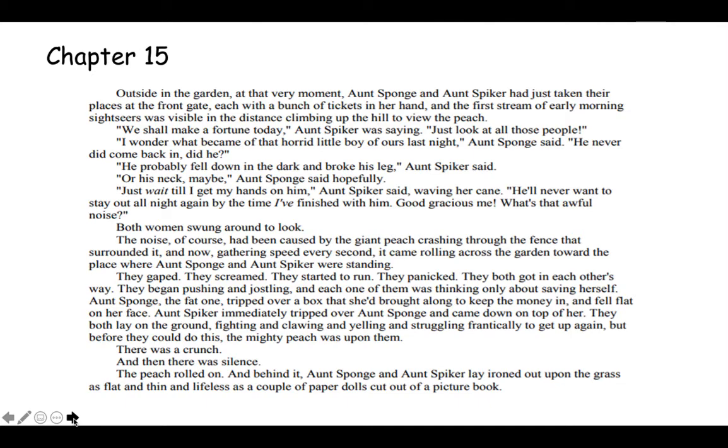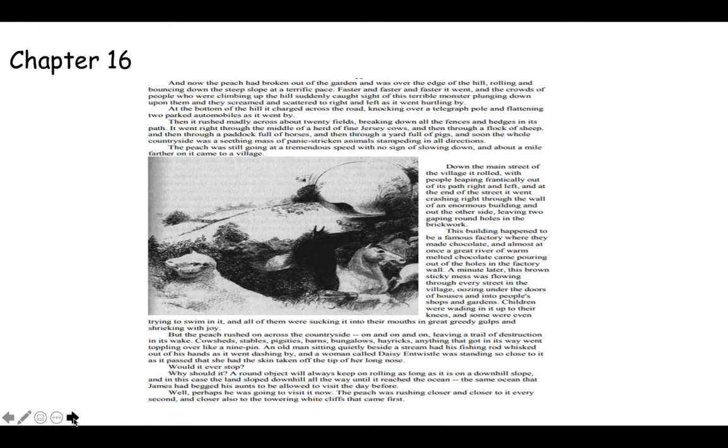But before they could do this, the mighty peach was upon them. There was a crunch, and then there was silence. The peach rolled, and behind it Aunt Sponge and Aunt Spiker lay ironed out upon the grass as flat and thin and lifeless as a couple of paper dolls cut out of a picture book. And now the peach had broken out of the garden and was over the edge of the hill, rolling and bouncing down the steep slope at a terrific pace.